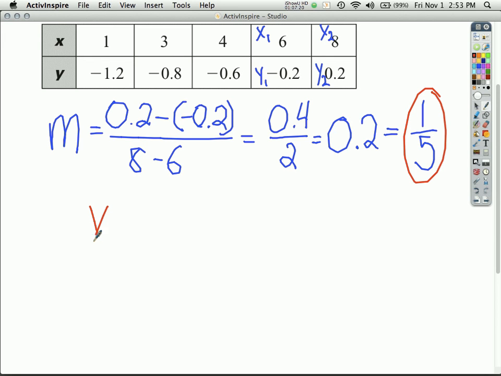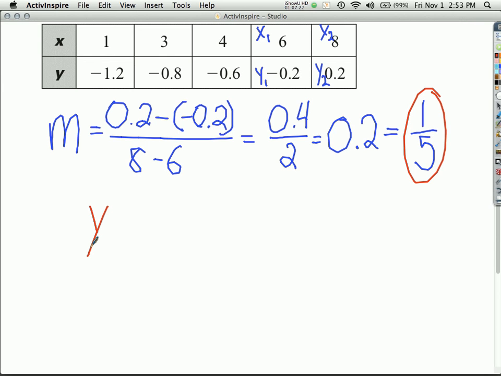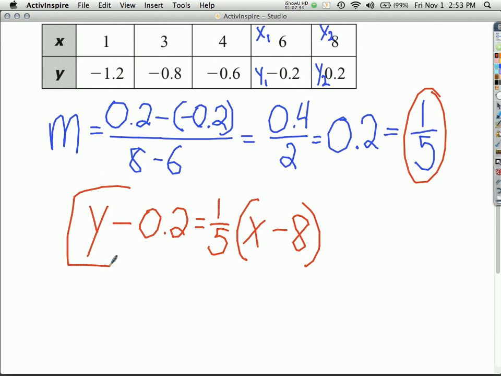So, y, I'll use the last one because it's both positive: y minus 0.2 equals 1/5 times the quantity x minus 8. And that is an equation of this line written in point-slope form. It could have been any of these points. Does anyone have any questions? Here, here, and here. Yes?